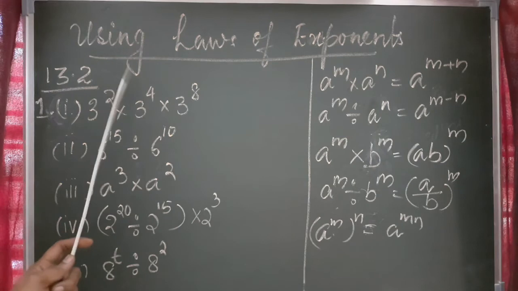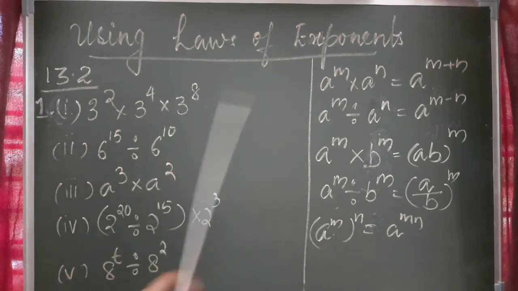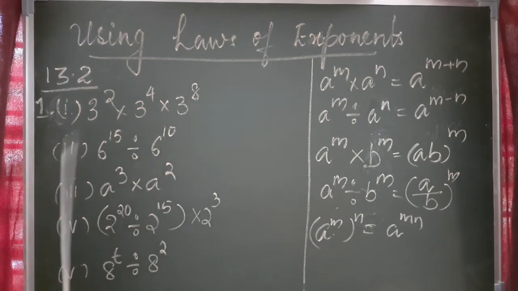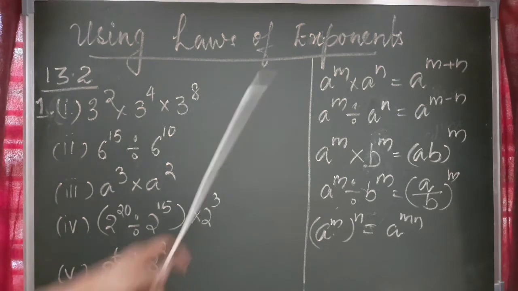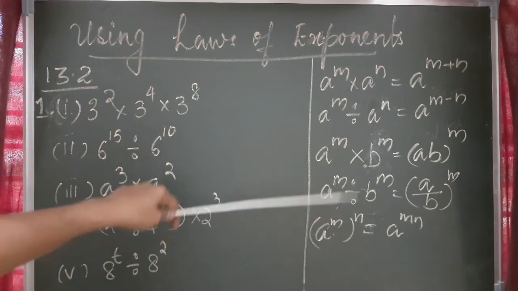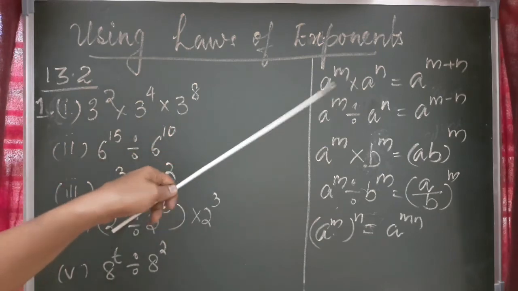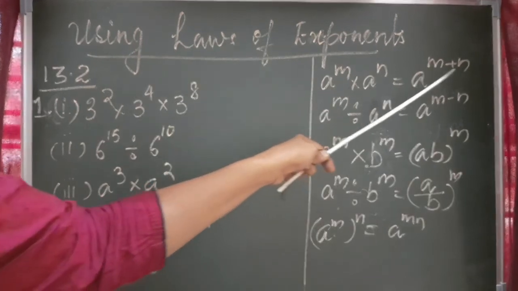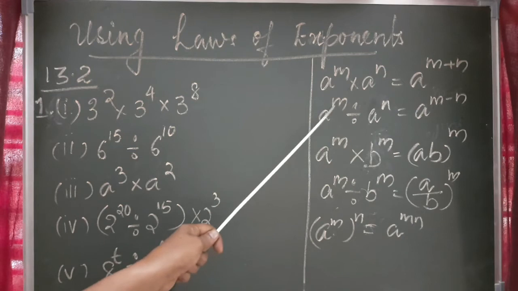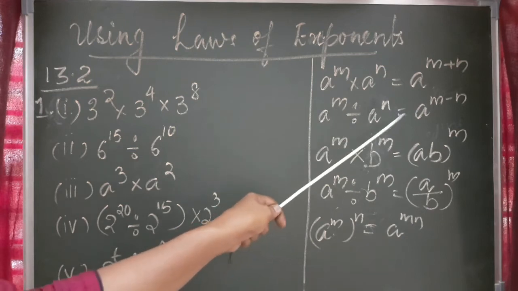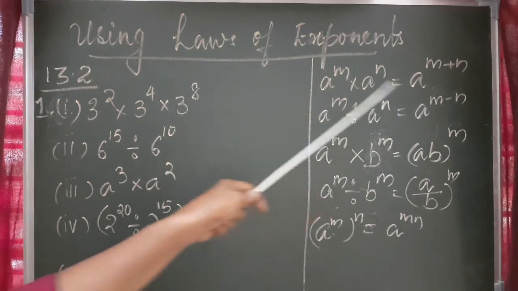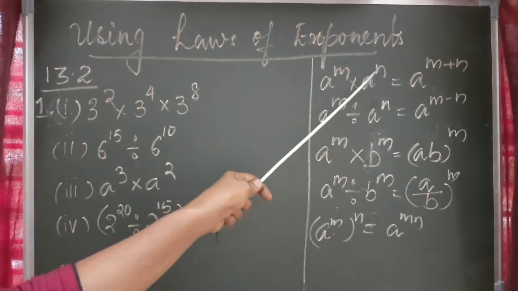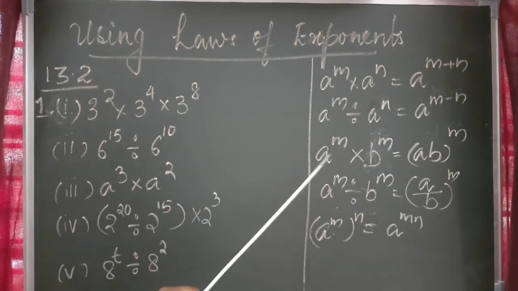Students, today we are going to use the laws of exponents to write some simplified forms of exponents. Let's see the laws of exponents that we learned in the previous class. a raised to m into a raised to n is equal to a raised to m plus n. a raised to m divided by a raised to n is equal to a raised to m minus n. Here the bases are the same in both cases, and the exponents or powers are different.